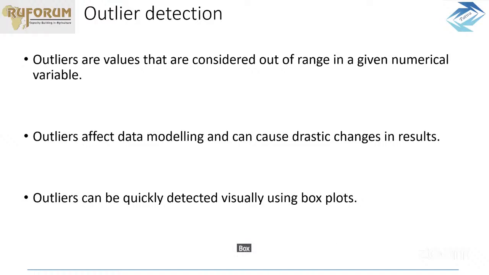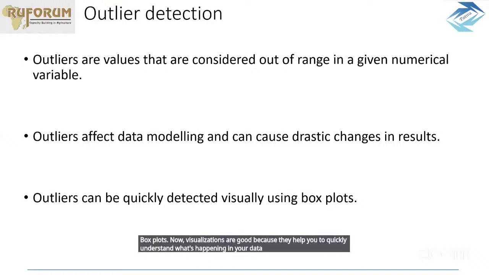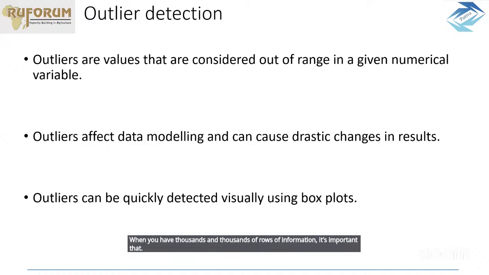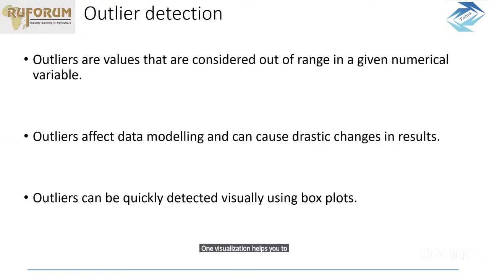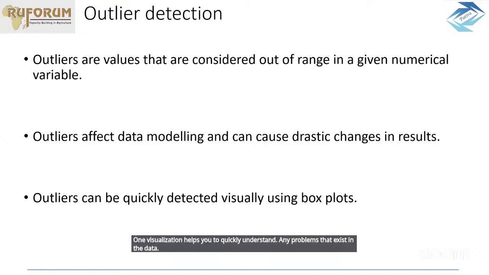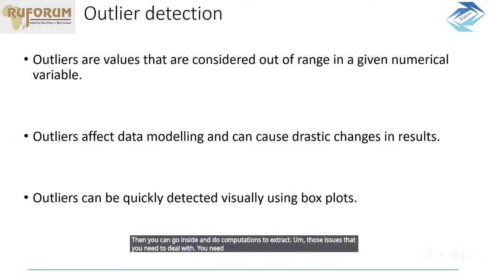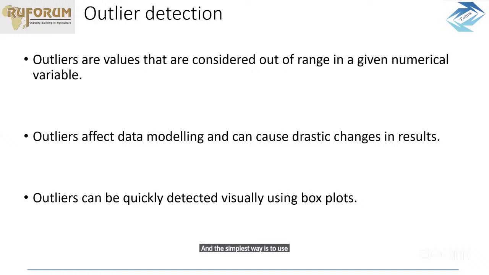Now, visualizations are good because they help you to quickly understand what's happening in your data. When you have thousands and thousands of rows of information, it's important that one visualization helps you to quickly understand any problems that exist in the data. Then you can go inside and do computations to extract those issues that you need to deal with. You need simple ways using visualizations. And the simplest way is to use the box plot in our case.